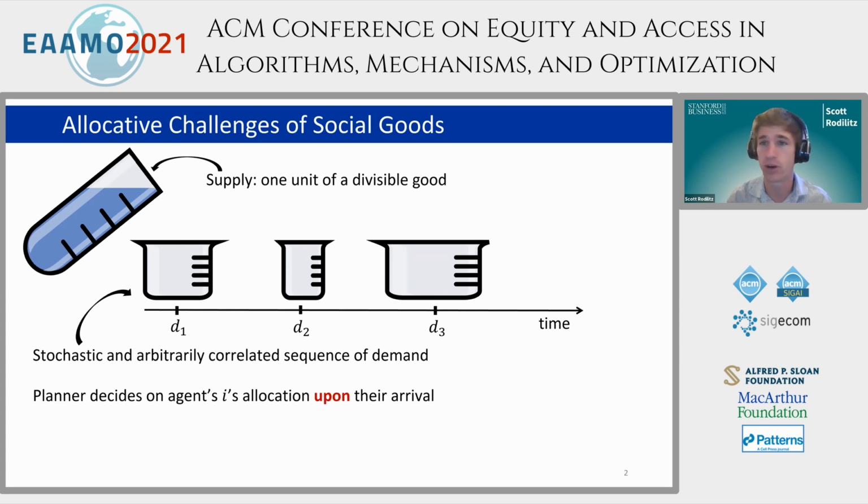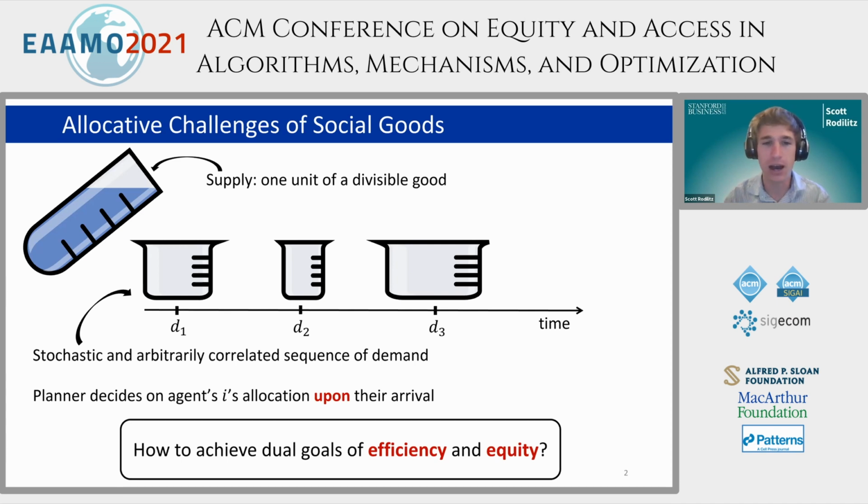Now, alternatively, let's say you want it to be very fair. You want to make sure everyone gets the same amount. Well, that's also pretty easy. Just don't give anyone anything. And in that case, everyone gets the same amount, but of course, that's a silly solution as well. So in this talk, what we're going to do is think about balancing those two extremes, how we can achieve dual goals of efficiency and equity, at least to the greatest extent possible, when thinking about a sequential allocation problem. So this is a common dilemma faced by nonprofits and governmental agencies.